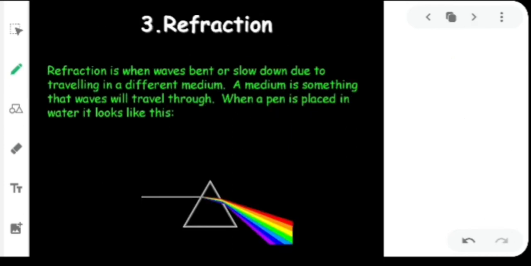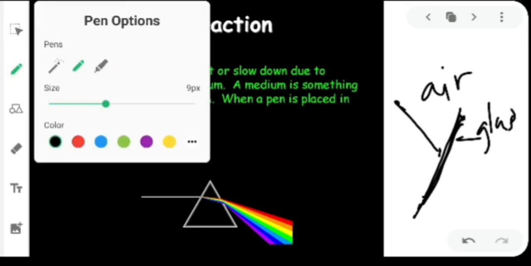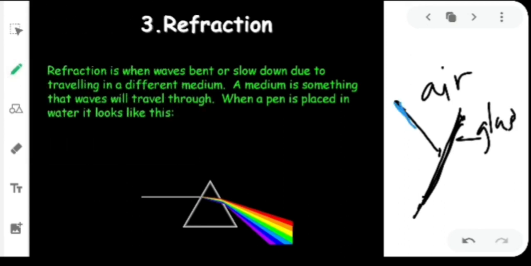So now talking about refraction. What is refraction? Suppose that a light ray is traveling from a particular medium, and suddenly it changes its medium. Suppose this is air and this is glass over here. So this light ray which is traveling suddenly changes the medium. See, here it is air as a medium, here it is glass as a medium.